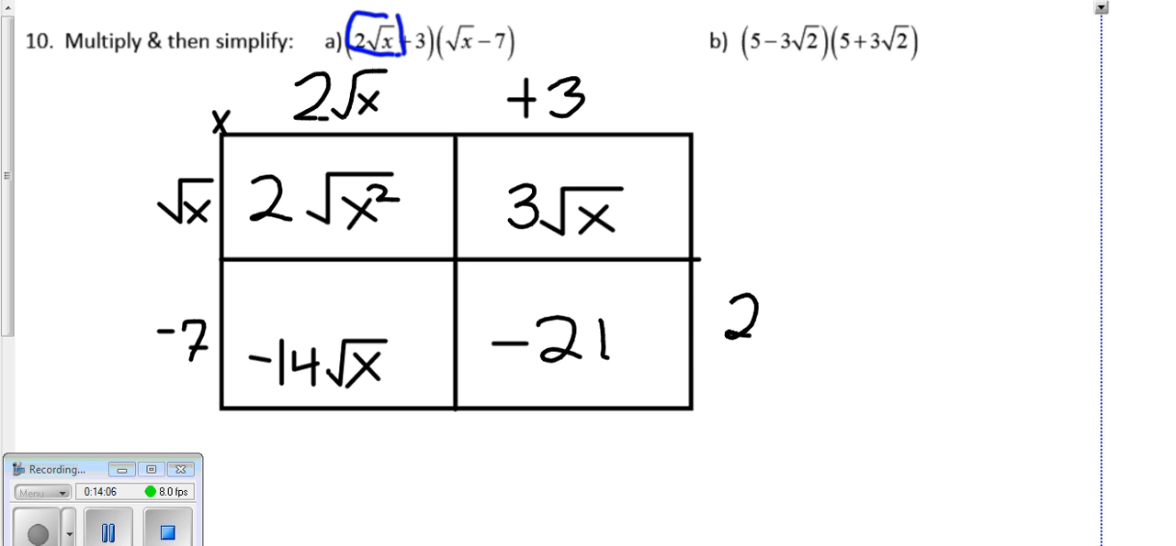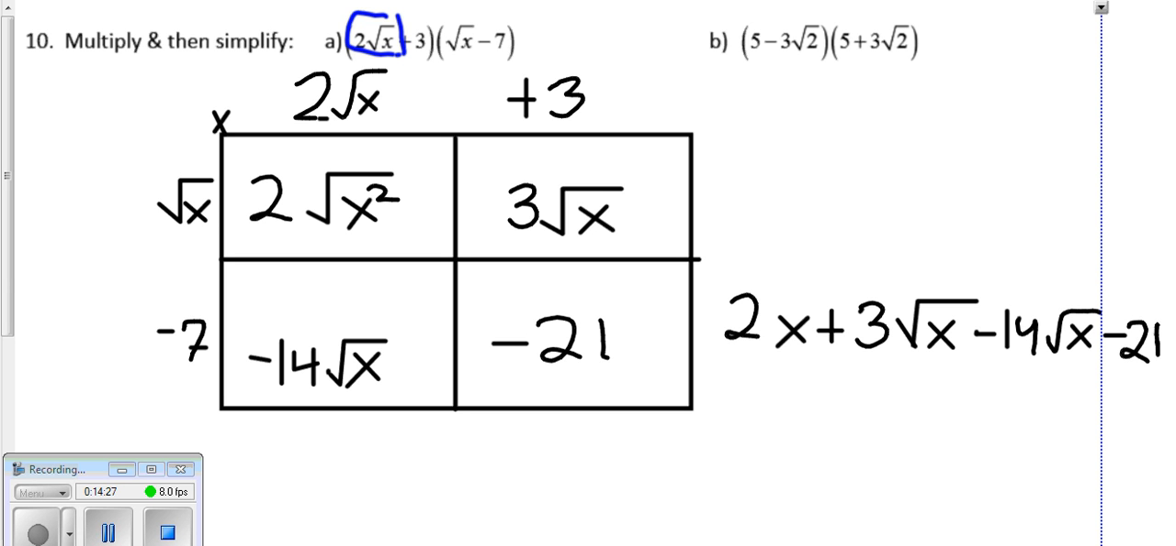Okay, so that means that we have 2 times the square root of x squared. We know that the square root of x squared is x, so I'm just going to put 2x, and then we have plus 3 times the square root of x minus 14 times the square root of x minus 21. So we can combine like terms here, 3 times the square root of x minus 14 times the square root of x, because we have like radicands, the numbers underneath the radical symbol, that means that we can just add or subtract the coefficients.